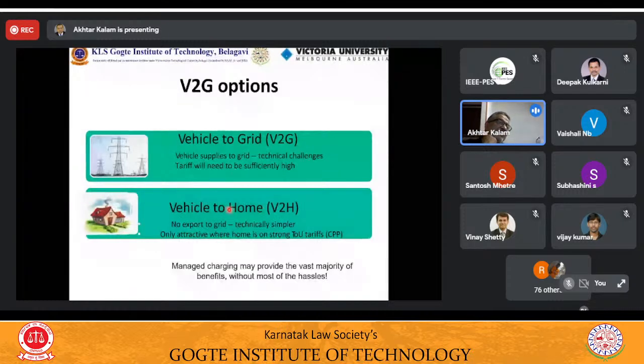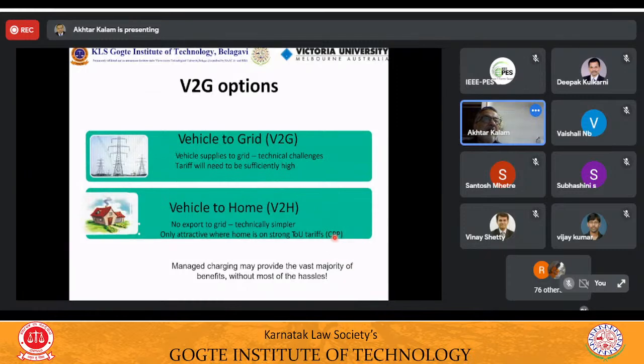The only reason I would do that is if I am on a strong TOU or time of use tariff, and that means I am in critical peak pricing. The CPP is critical peak pricing, which is a type of pricing based on TOUs. That means the effect is, with the exception of certain peak periods, at which time electric prices may reflect the cost of generation or purchasing electricity at the wholesale level.